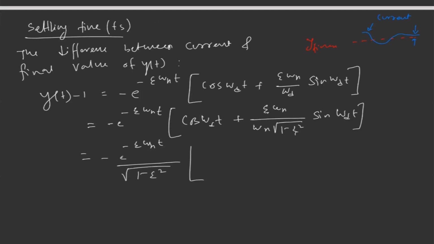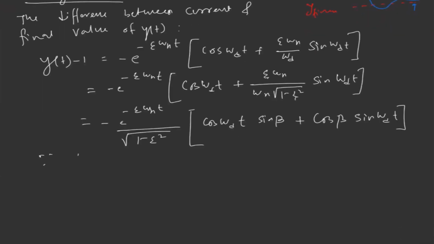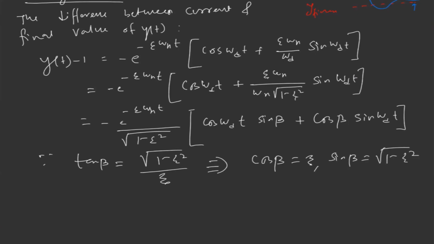If we take common, then we can write cos omega d t sine beta plus cos beta sine omega d t. How do you substitute cos beta and sine beta? Because you already know tan beta equal to root of 1 minus zeta squared by zeta. And from this, we can write cos beta equal to zeta and sine beta equal to root over 1 minus zeta squared. So we substitute these terms in this expression.